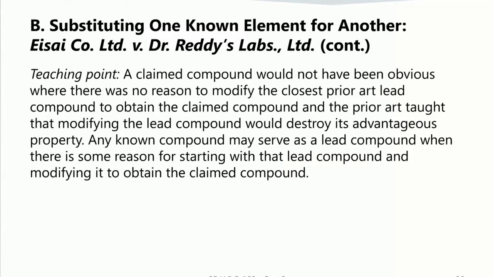The lesson here is that a claimed compound can be found to be obvious if the prior art provides some reason to modify the lead compound to obtain the claimed compound. In this example, the prior art not only did not provide such a reason, but taught away from the modification.